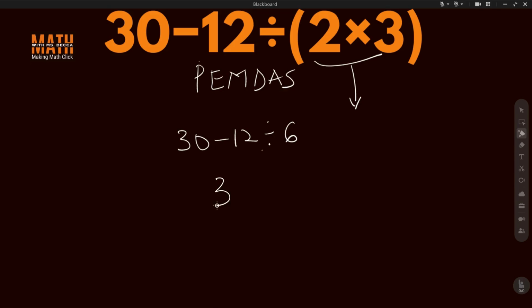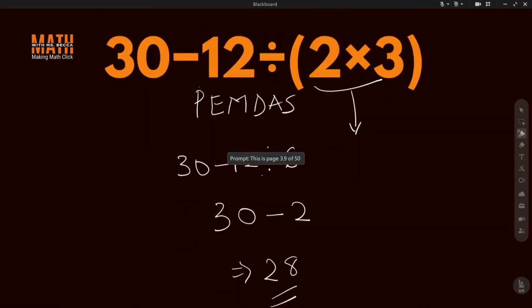So this will be 30 minus 12 divided by 6 will give 2, and this answer now will be 28. So the correct answer to this is not 3, it is 28.